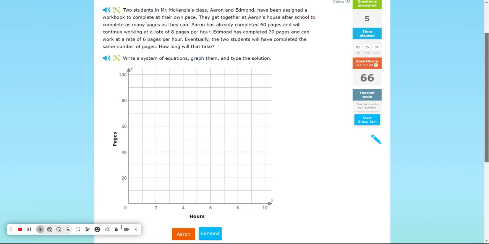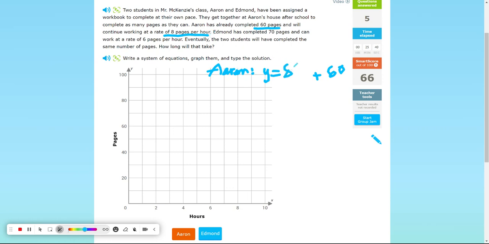All right, let's set up the equation. Two students in Mr. Mackenzie's class, Aaron and Edmund. Let's write down Aaron's equation. Assigned a workbook, completed at their own pace. Aaron completed 60 pages, so 60 should be a set number, I put it in the back. Then he continues working at the rate of 8 pages per hour. All right, so 8x.